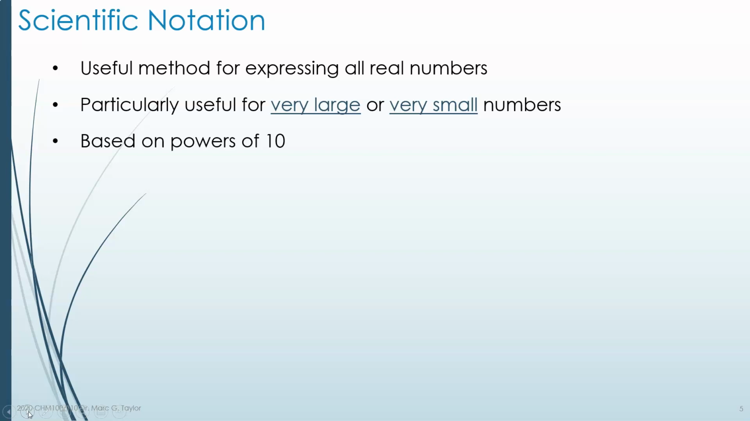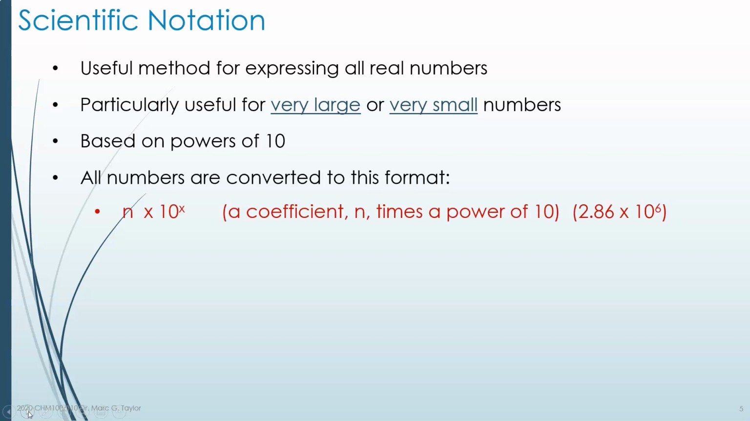It's based on powers of 10, and all numbers are converted to this format, the standard scientific notation: n times 10 to some power x. We call n the coefficient, and the power of 10 we refer to as the exponent of 10 or the power of 10. That is the value x here.